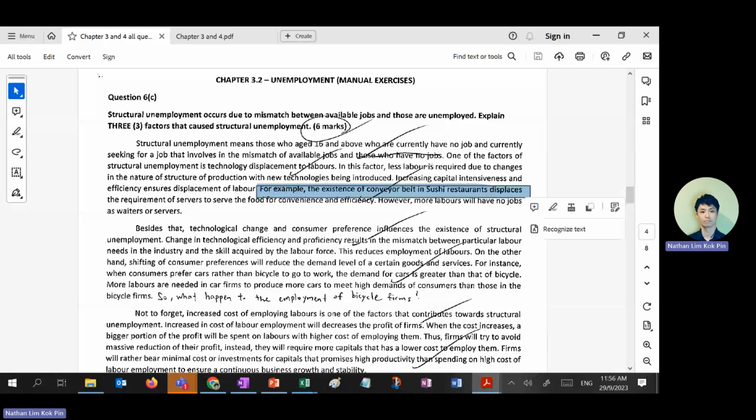But this is the problem. When she wrote it, after she wrote the example, she never linked back to the unemployment. Make sense or not? Then what happened to the employment in bicycle? When you write an example, make sure you link back to the question. Make sense?